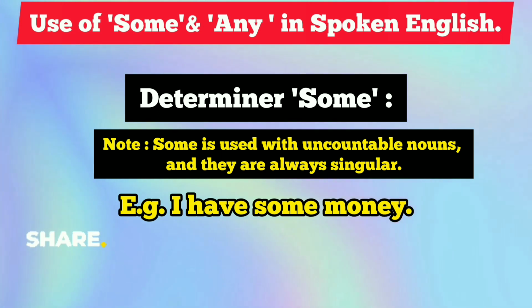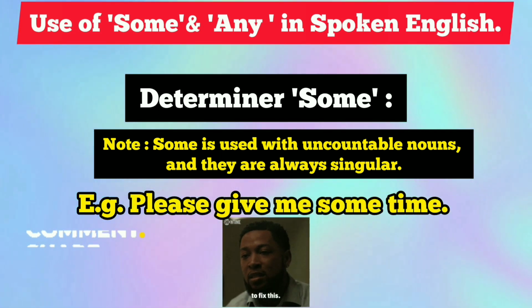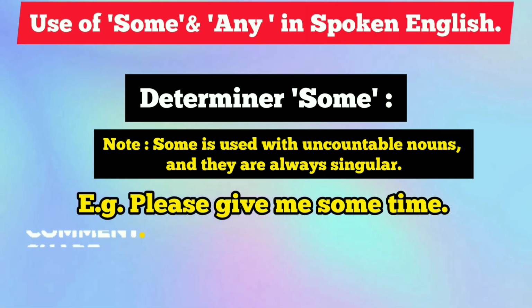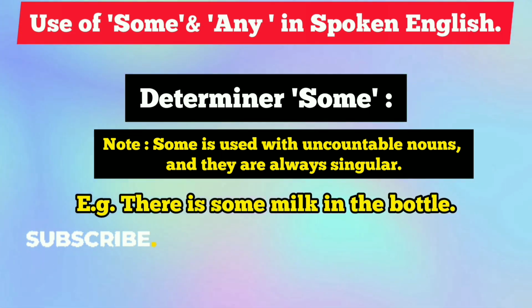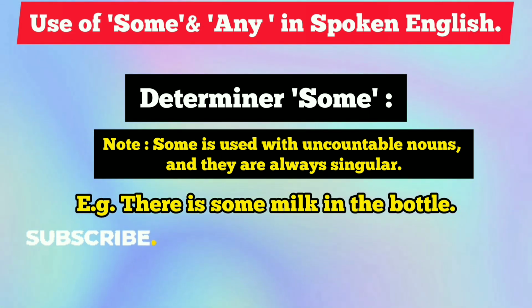See the next example, please give me some time. Again, time is uncountable, so I'm using some before this to signify that you want some time. I'm quite sure it's clear. Let me show you the next example. There is some milk in the bottle. Again you see milk is uncountable, so that's why I'm using some. So there is some milk in the bottle.